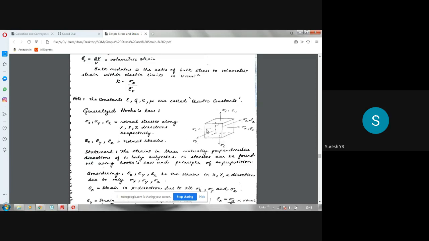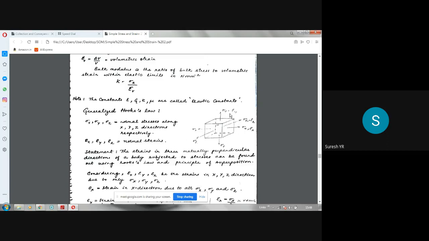Then sigma z, front and back. So left and right faces sigma x, top and bottom faces sigma y, front and back faces sigma z. So this is sigma z, this is also sigma z. Corresponding strains are epsilon x, epsilon y, epsilon z. See, sigma x, sigma y, sigma z, they are the stresses. Epsilon x, epsilon y, epsilon z, they are the normal strains. These are normal stresses. They are normal strains.